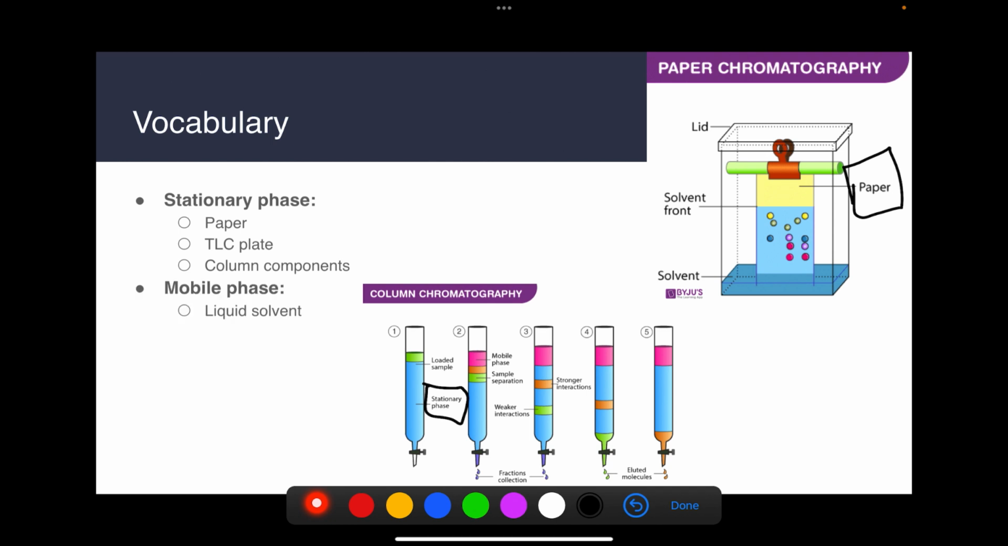The mobile phase is the phase that moves. The mobile phase is typically the liquid solvent. So for instance here, this liquid solvent will move up the chromatography paper, or will move up the stationary phase.